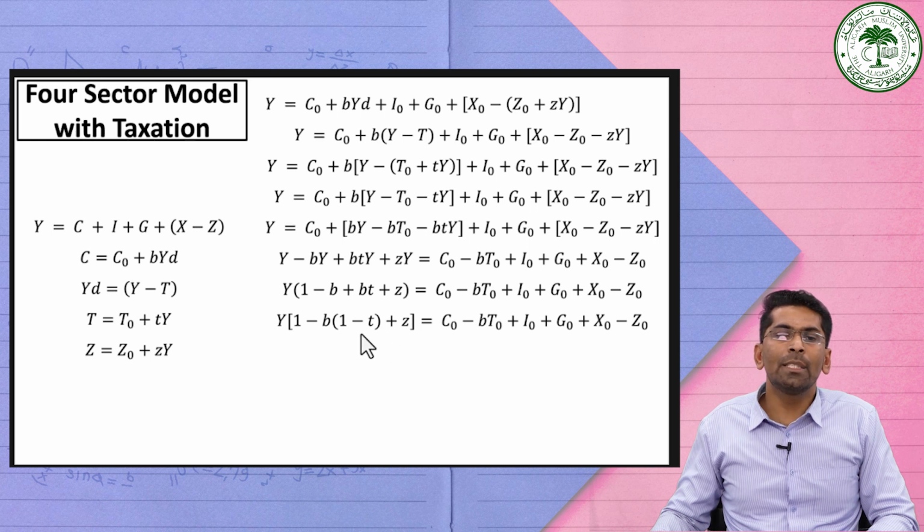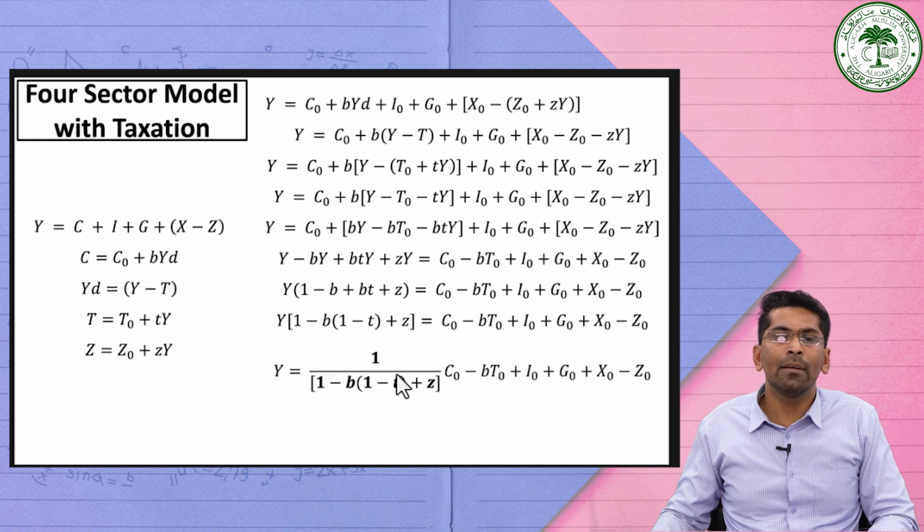Now I am taking this particular term into the denominator side, into the right hand side of the equation. So it will be 1 by 1 minus B into 1 minus T plus Z, then C0 minus BT0, I0, G0, X0 and Z0. Now if you go for multiplying it, then your level of income will be defined in terms of these exogenous factors. Division 1 minus B into 1 minus T plus Z.